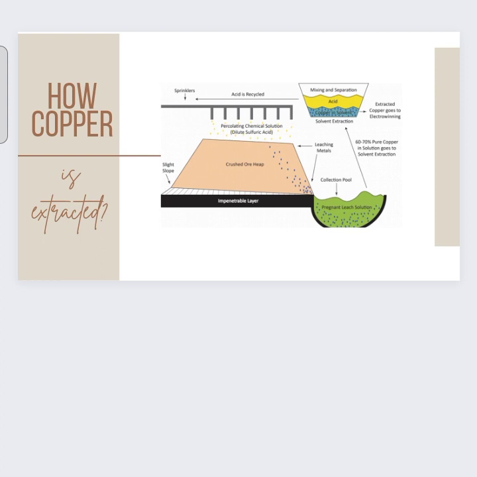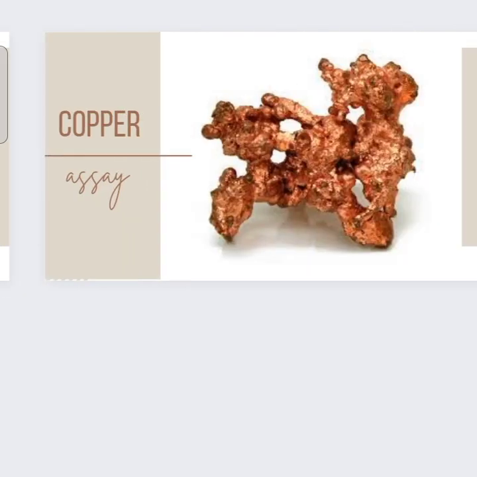How copper is extracted. Oxide ores are generally processed using hydrometallurgy. This process uses aqueous solutions to extract and purify copper from copper oxide ores at ordinary temperatures, usually in three steps: heap leaching, solvent extraction, and electrowinning.